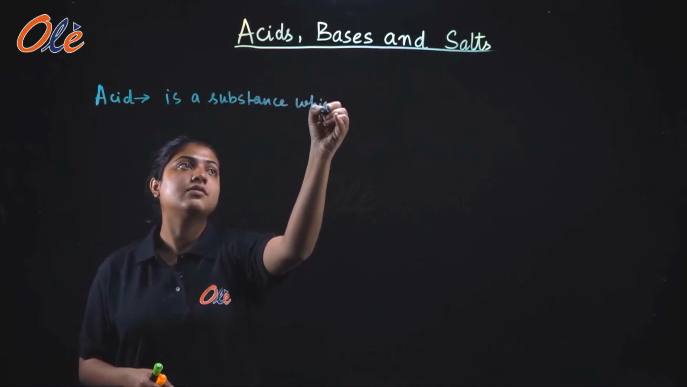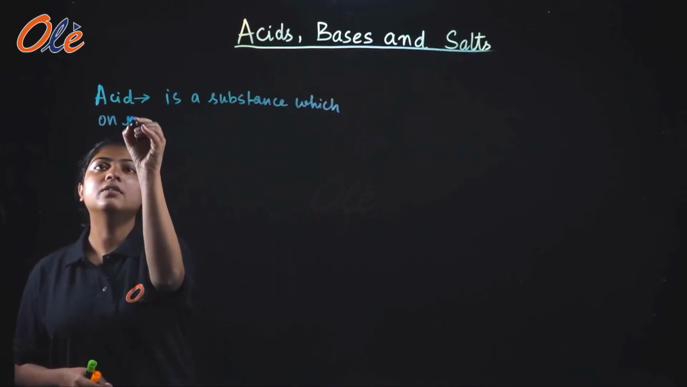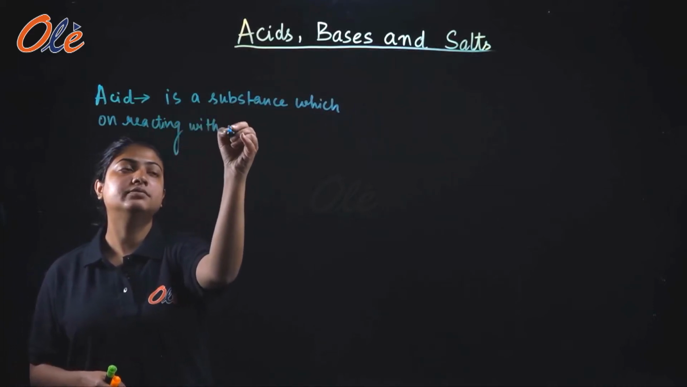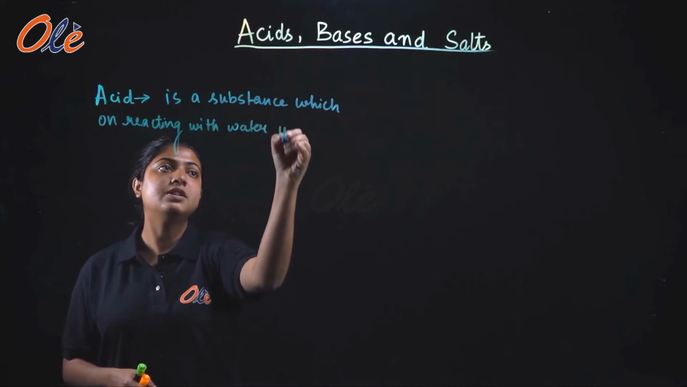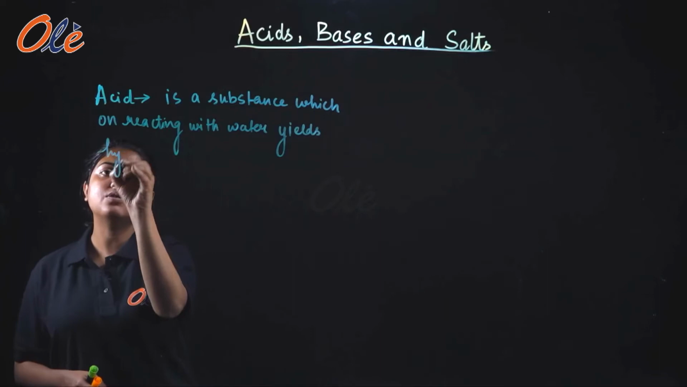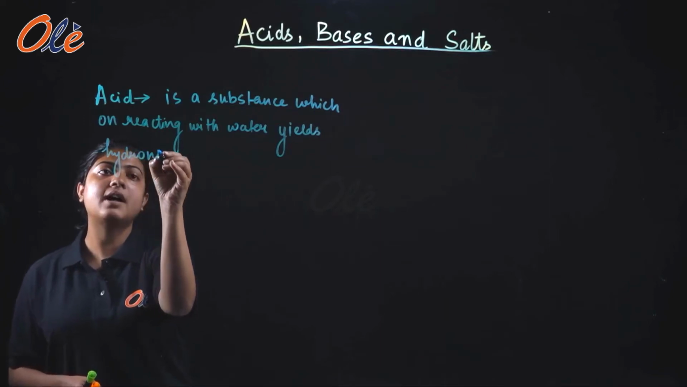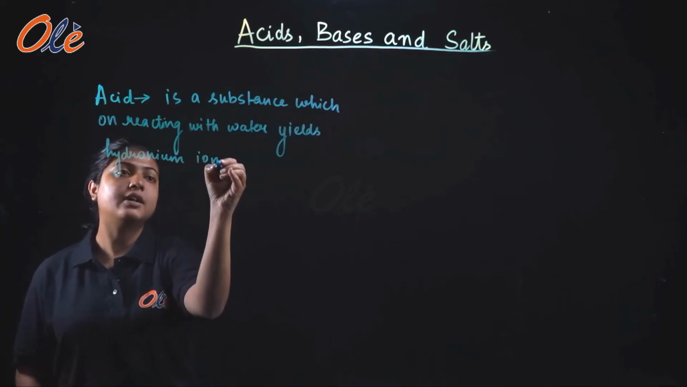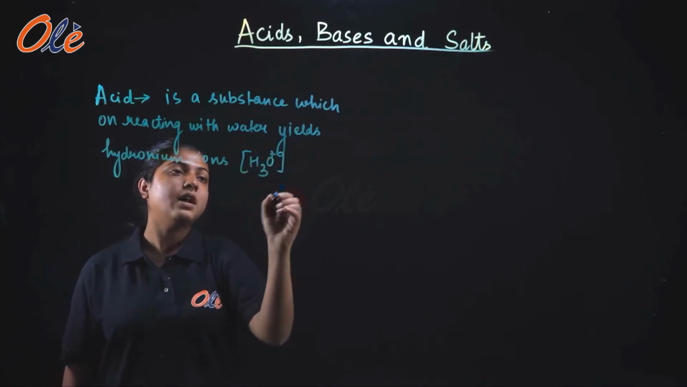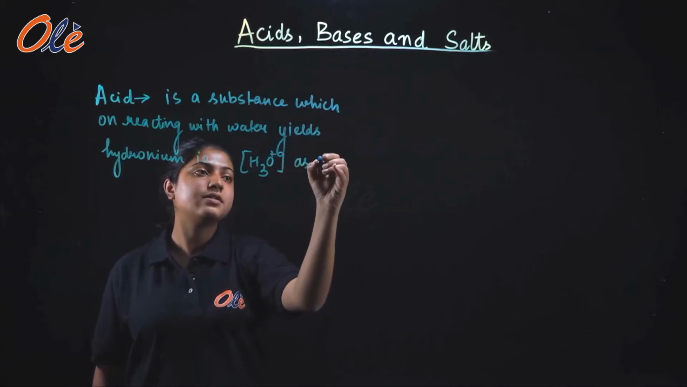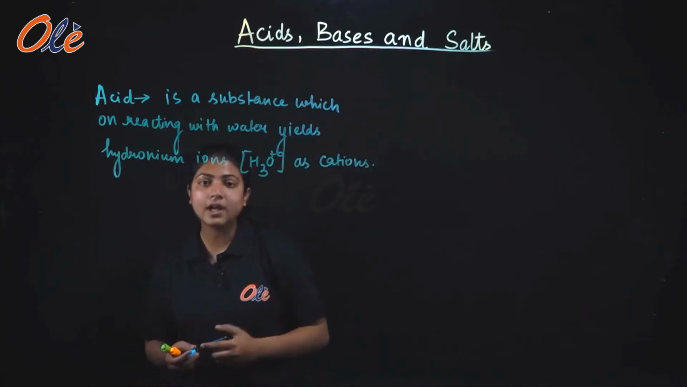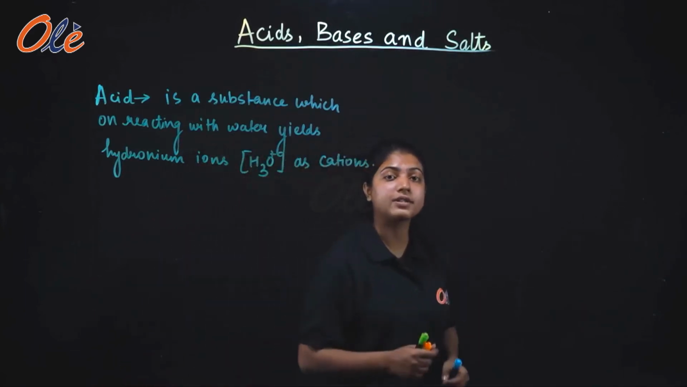which on reacting with water yields hydronium ions. So what are hydronium ions? I will tell you shortly. Hydronium ions are represented as H3O+, hydronium ions as cations. Okay. Or you can also write them as the positive ions.